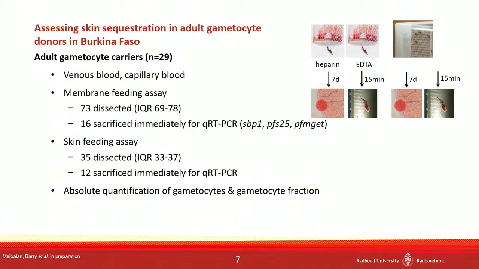And we sacrificed those immediately, or after exactly 15 minutes, we ruptured the mosquito and released the blood in RNA Protect. And we had pools of mosquitoes. We had 16 mosquitoes sacrificed immediately after membrane feeding, 4 pools of 4, and 12 after skin feeding, 3 pools of 4. And we managed to quantify parasites in these blood meals. And then you can do an absolute quantification of gametocytes or the gametocyte fraction. So of all parasites, asexuals and gametocytes, what proportion is gametocyte?